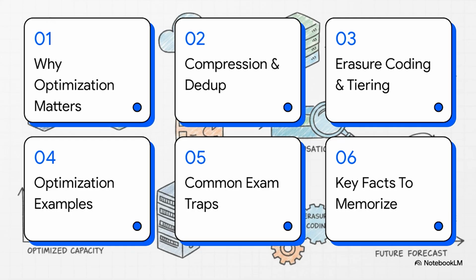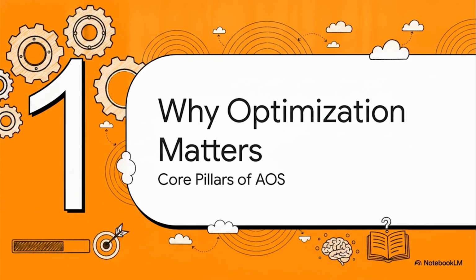Here is our roadmap for the next 10 minutes. We'll quickly cover why optimization matters, compression and deduplication, erasure coding and tiering, concrete optimization examples, common exam traps, and we'll wrap up with the key facts to memorize. All right, let's get started with Section 1, Why Optimization Matters.